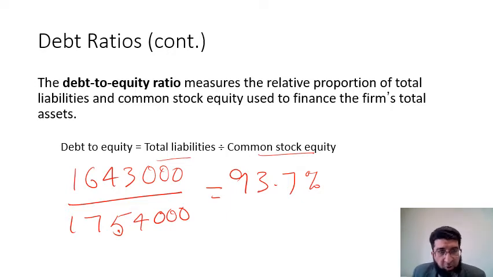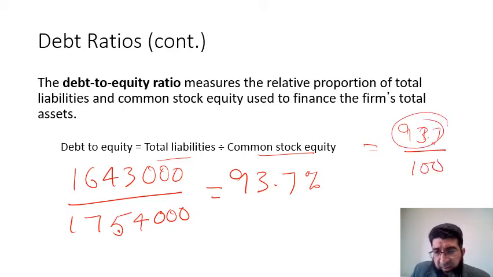So for every dollar of equity, how many liabilities exist? Almost 100%. So for every dollar of equity, we have 93.7% of liabilities, or 93.7 dollars of liability exists. You can always do this ratio analysis by putting 93.7 and 100, and you can see that for every $100, how many liabilities exist.